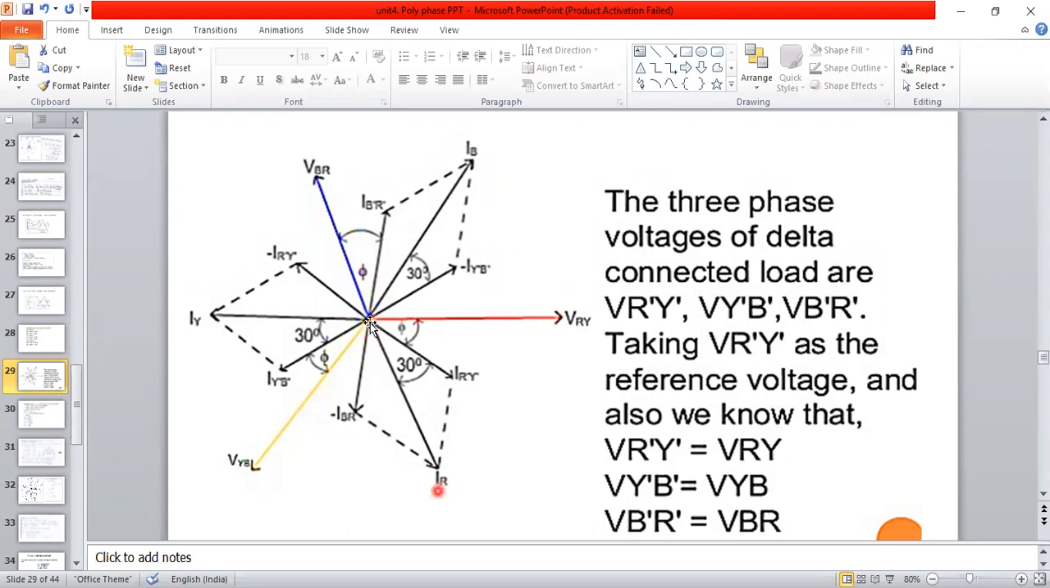So we have to take center line extension. Whatever this angle is, same magnitude, we have to join these two here. This will give the IR value. Similarly, IY also we will get from these two, and IB also from these two. So this is how to draw the phasor diagram. From this phasor diagram, later we can determine the current equation, IL and I phase values. Is the phasor diagram clear?